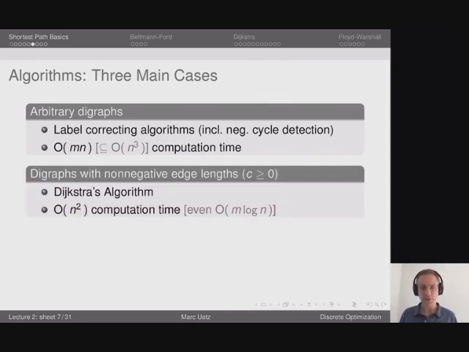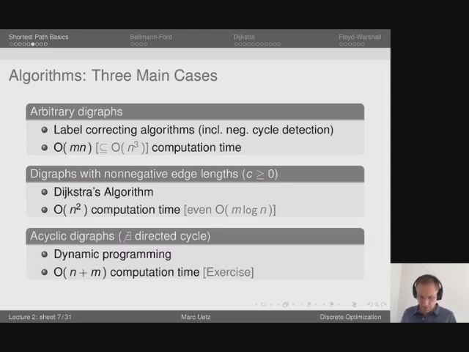If we have directed graphs with only non-negative arc lengths, that's a special case, we can actually do better, and that is Dijkstra's famous algorithm for computing shortest paths with non-negative arc lengths. We get a computation time of the order n squared, so we shave off one factor n from the computation time by exploiting the knowledge that the arc lengths are non-negative.